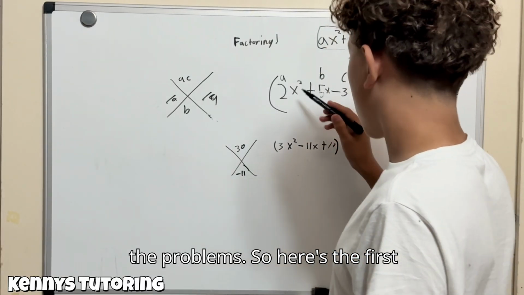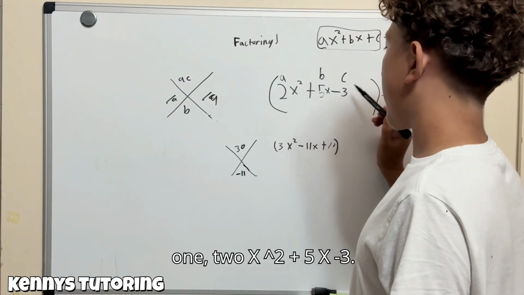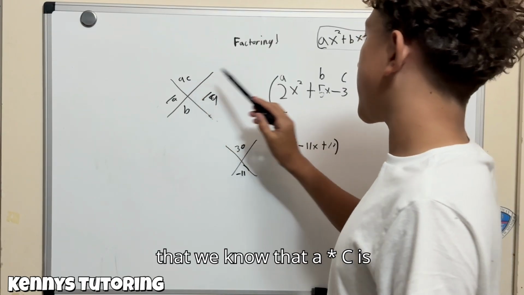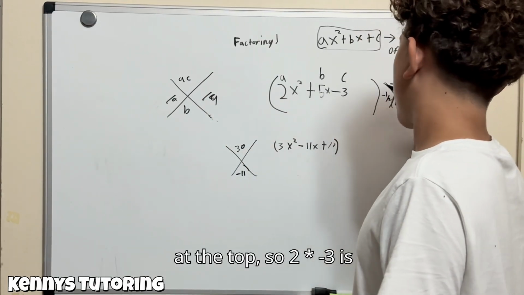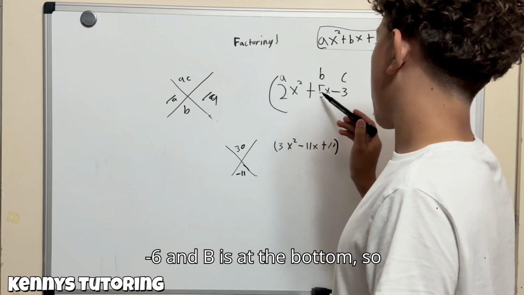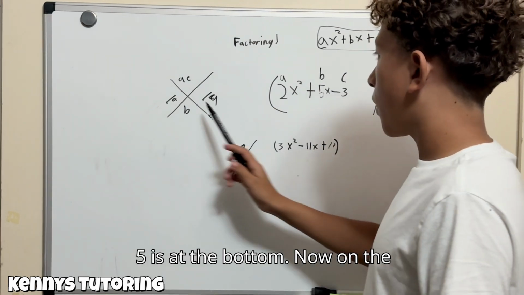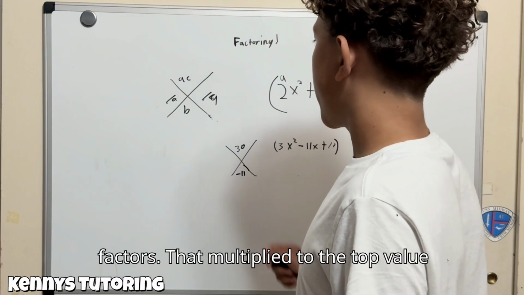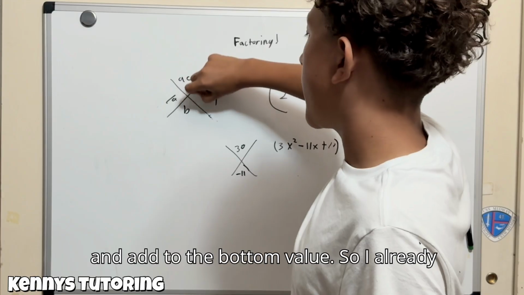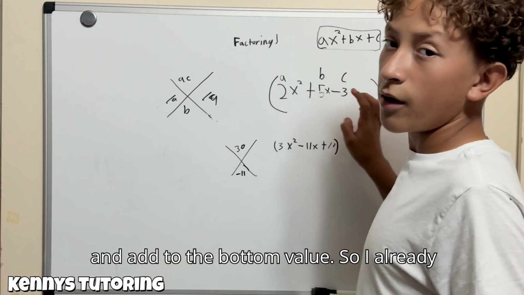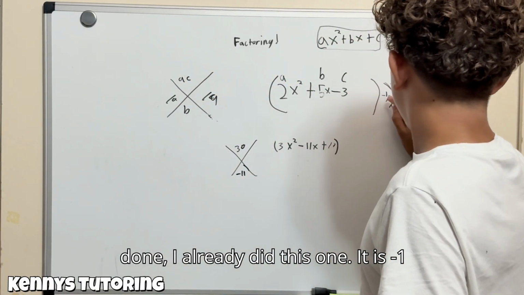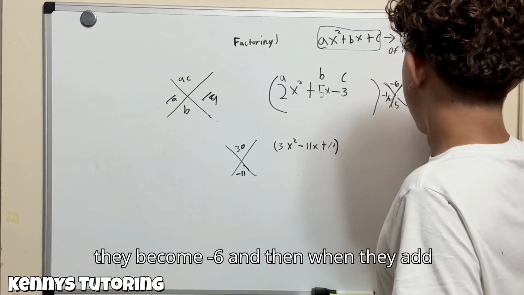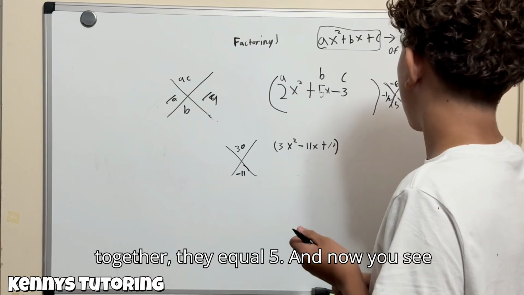So here's the first one: 2x squared plus 5x minus 3. Now looking at this form here, we know that a times c is at the top. So 2 times negative 3 is negative 6. And b is at the bottom, so 5 is at the bottom. Now on the sides, you're going to want to find two factors that multiply to the top value and add to the bottom value. I already did this one. It is negative 1 and 6, because when negative 1 and 6 multiply, they become negative 6, and when they add together, they equal 5.